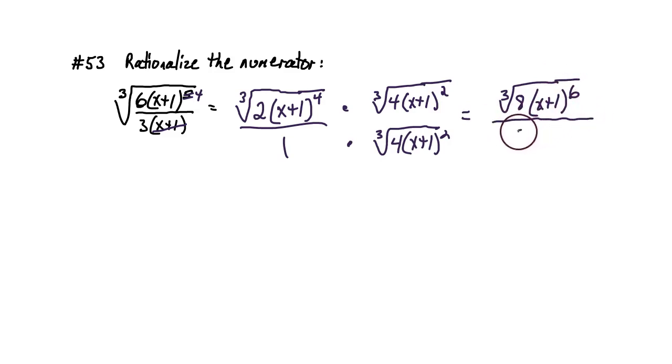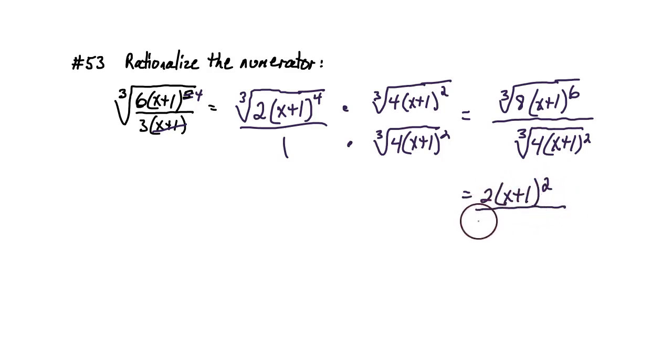And we now have introduced a denominator into our problem that we didn't have before. The cube root of 8 makes 2, and the cube root of x plus 1 to the 6th is x plus 1 squared, all over our denominator. That process is called rationalizing the numerator, because it creates a numerator that is not irrational. There's no radical symbol left in the numerator.